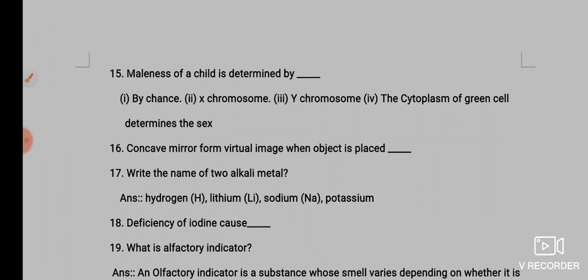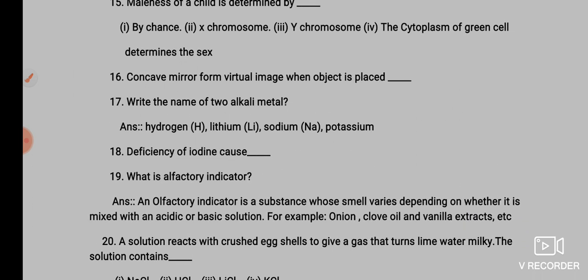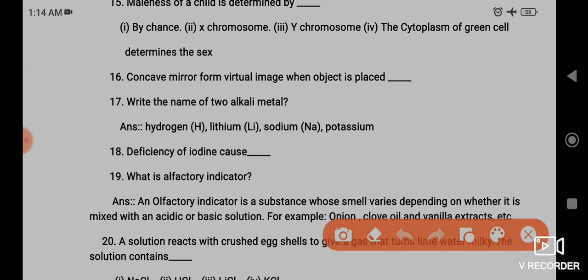Next question. Write the name of two alkali metals. So just know that the alkali metal group is placed in the first group, number 1 group. I have written 4 names here, you can remember any of them. Hydrogen, lithium, sodium, potassium are all placed in the first group, that is the alkali metal group.